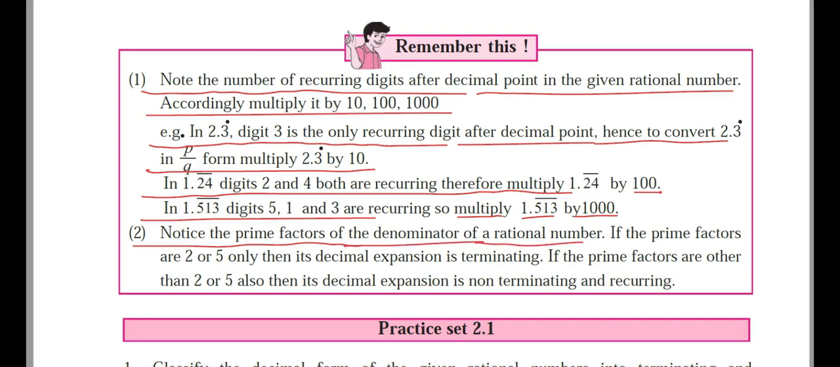Notice the prime factors of the denominator of a rational number. If the prime factors are 2 or 5 only, then the decimal expansion is terminating. If the prime factors are other than 2 or 5 also, then the decimal expansion is non-terminating and recurring. Now we'll see practice set 2.1.